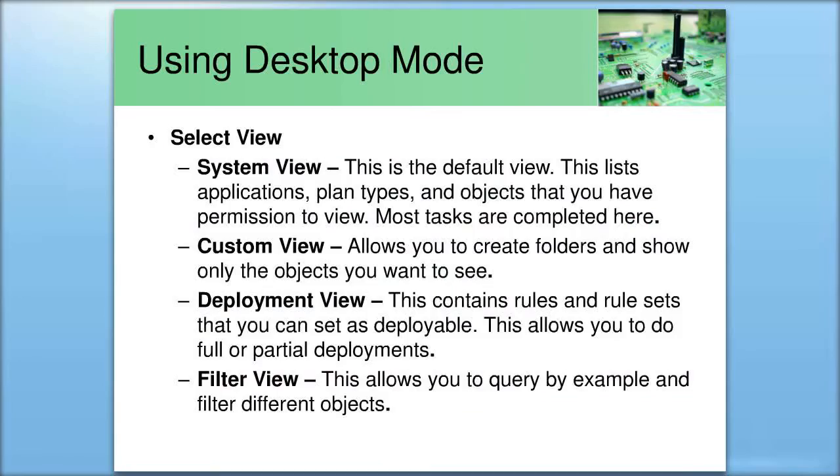You've got Custom View. It allows you to create folders and show only objects you want to see. This can offer the end user a more focused view of what they want to see, if that's what they prefer. Deployment View contains rules and rule sets that you can deploy. It allows you to do full or partial deployments, but if you're just editing a couple of scripts, it's not mandatory that you switch to this view to deploy them. When you're satisfied with the rule that you save, just right-click on it inside of System View and select Deploy. Of course, this just offers more options. Filter View then allows you to query by example.